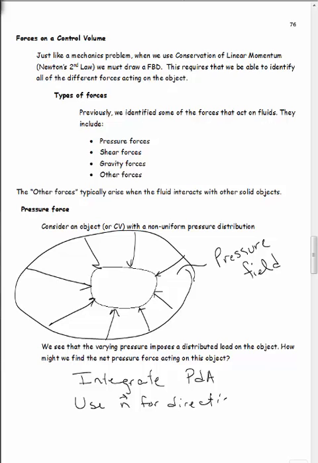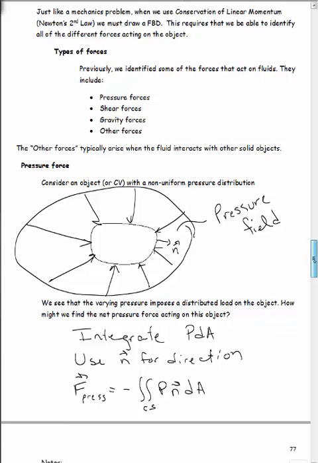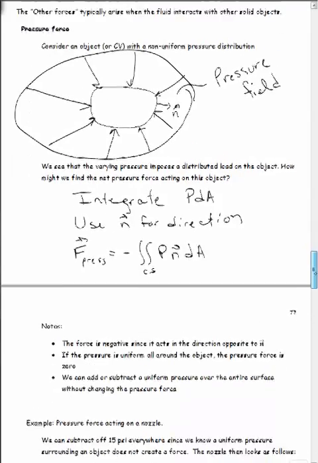So in the most general case, the net pressure force is equal to minus the integral over the control surface, P times n dA, where n, again, always goes out, and therefore that's why we have the negative sign right there, because n always goes opposite the pressure force.